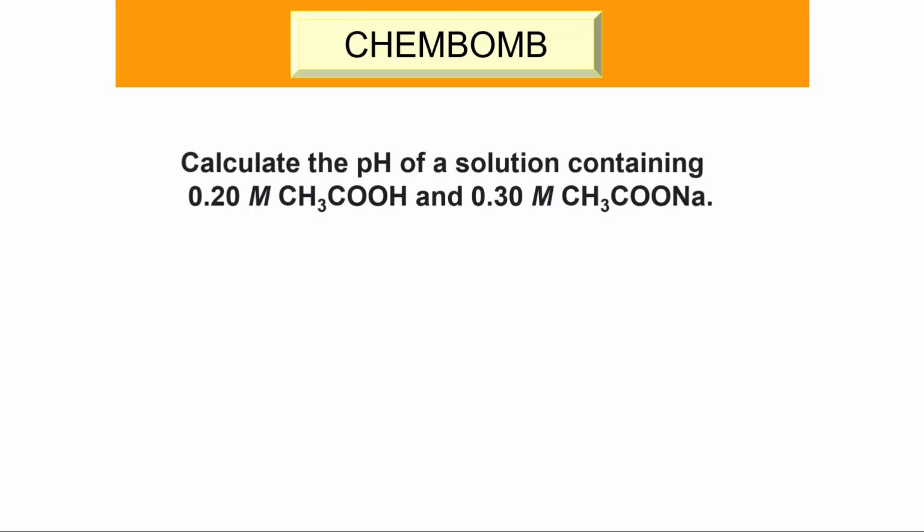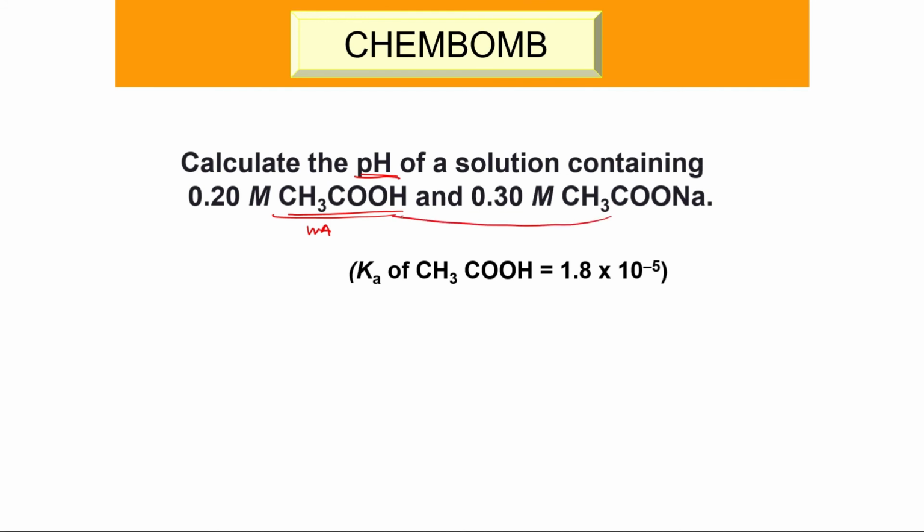Calculate the pH of a solution containing 0.2 molar CH3COOH and 0.3 molar CH3COONa. Remember, first you must know that this is a buffer solution because it consists of a weak acid, and we have its conjugate base that comes from the salt. So this is an acidic buffer. When you are going to calculate the pH of an acidic buffer, you must use the Henderson-Hasselbalch equation.